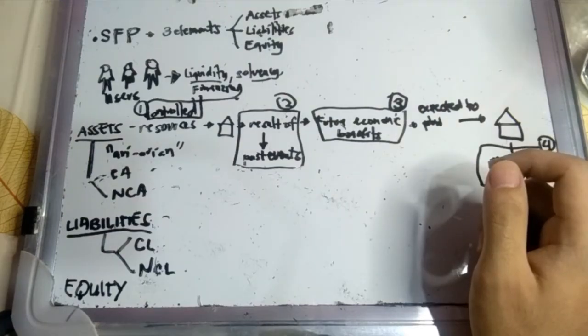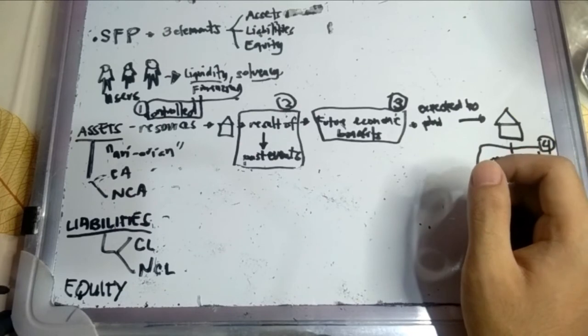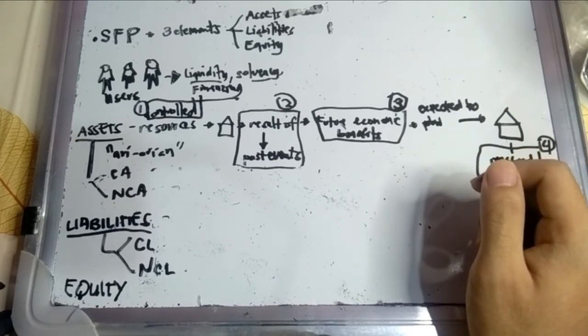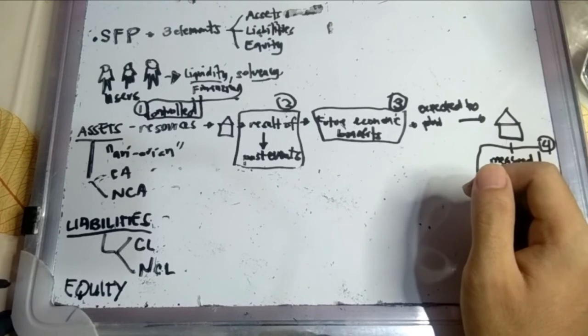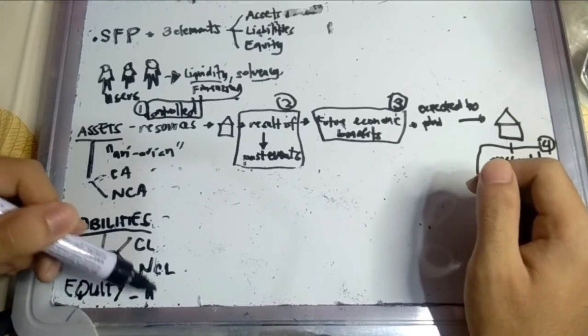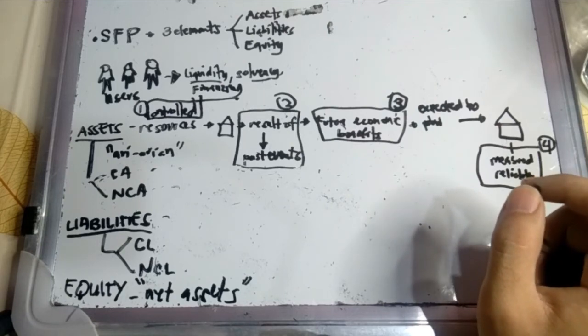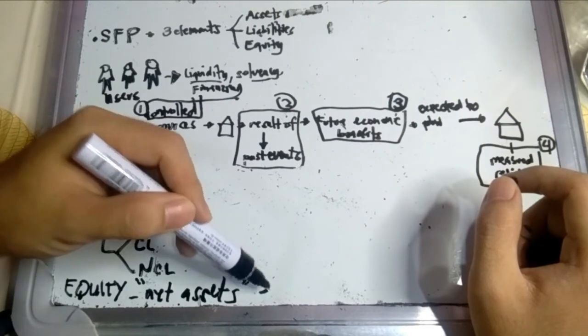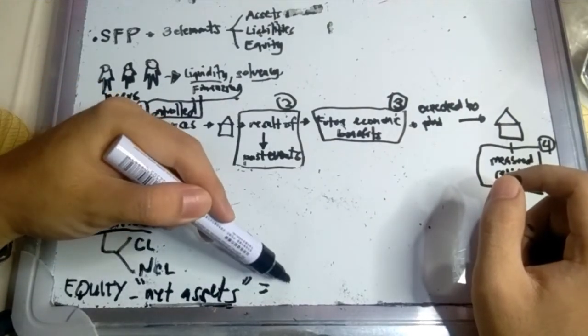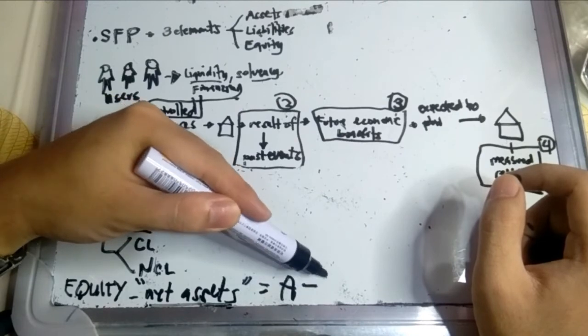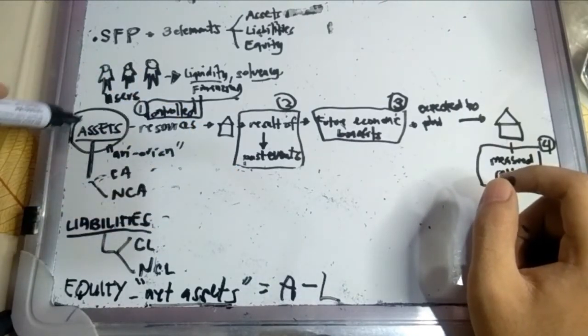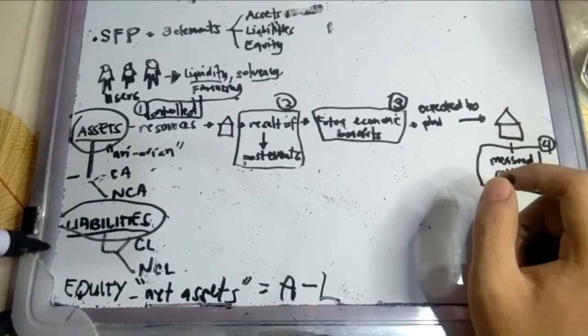Last natin na discussion ay ang shareholders equity or equity. Ang equity ay isang residual interest from the owners' net assets. Tinatawag din tong net assets. Equity is a residual interest of the owners in the net assets of an entity, measured by the excess of assets over liabilities. So, tinawag siyang net assets kasi derive siya sa formula na assets minus liability. So, yun, no? Assets less liabilities. Ang equal niyan ay equity.